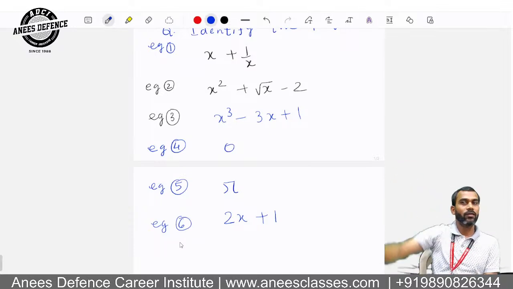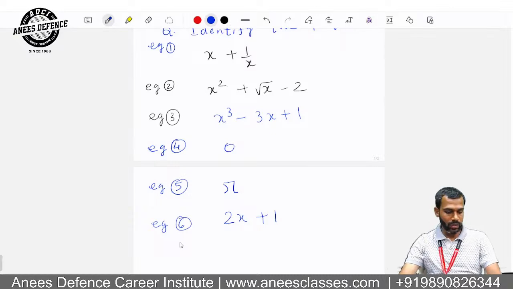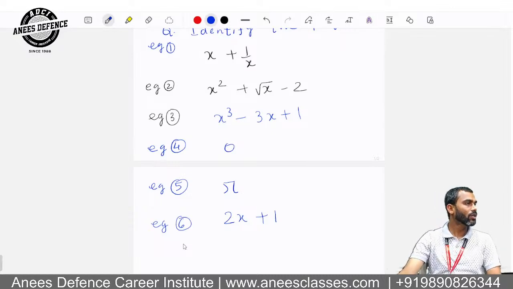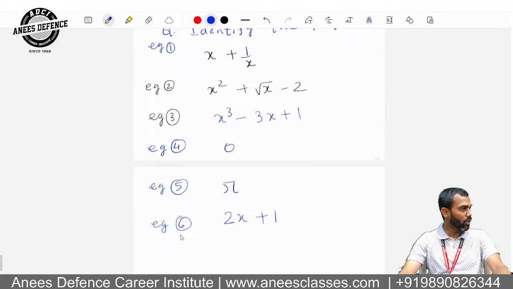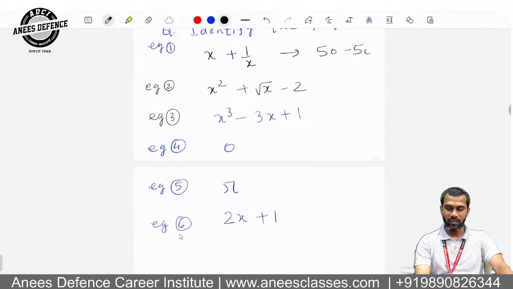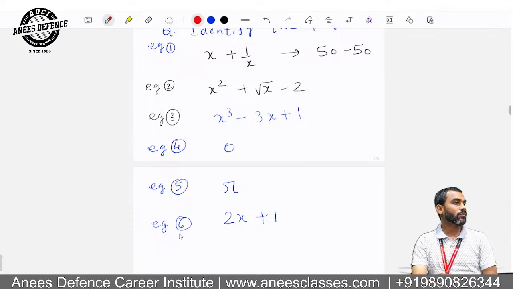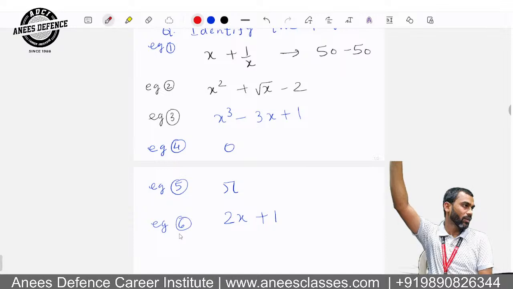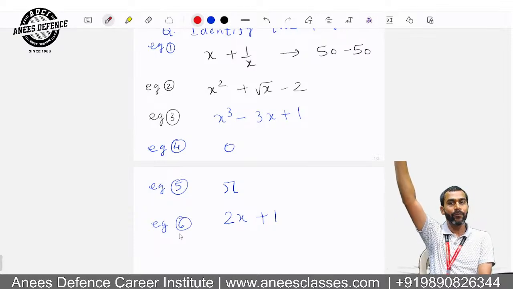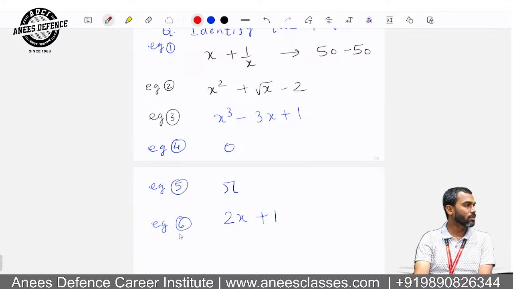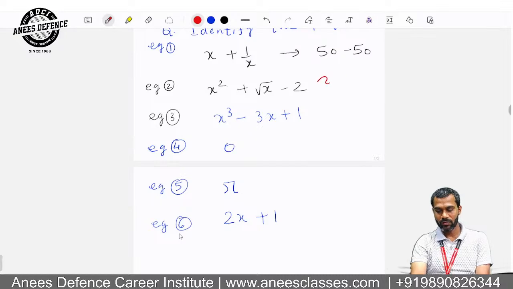Hands should be above your head. Okay, 4 people. What about the online students? Four students say no, it is not a polynomial. Okay, so I'm writing here 50-50. Okay, what about this one? Second one, is it a polynomial? Just raise your hand who thinks it is a polynomial. 1, 2, 3, 4, 5. What about the others? 5 and 3. 70-30.